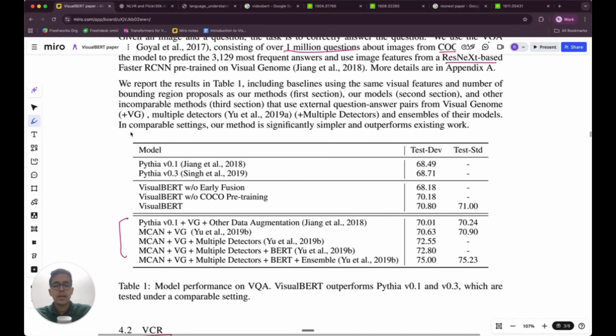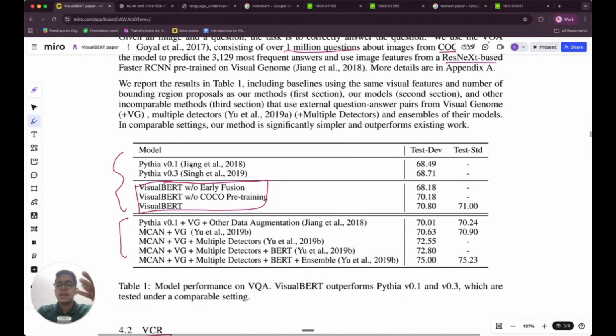In comparable settings, our method is significantly simpler and outperforms existing work. So these two are comparable in terms of size. I don't think any of this is state of the art. So this model is not claiming to be state of the art. And that is the reason why the paper is not as famous, because you have to achieve state of the art for you to be super famous.